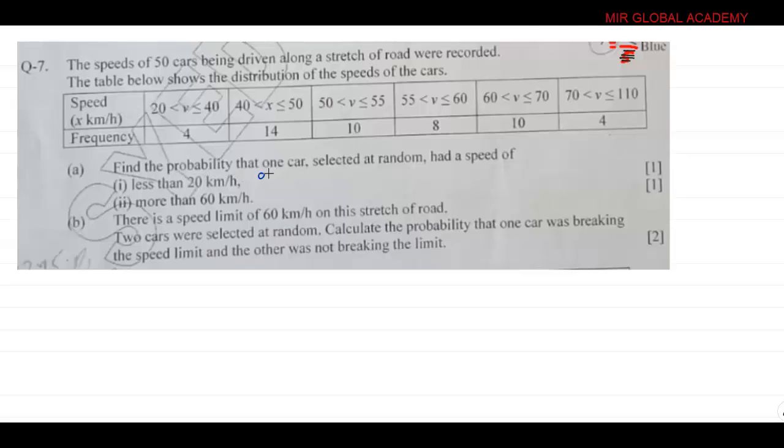Find the probability that one car had a speed more than 60 km per hour. So there are 10 plus 4, 14 cars which have speed more than 60. It is 14 over 50, and that is 7 over 25.